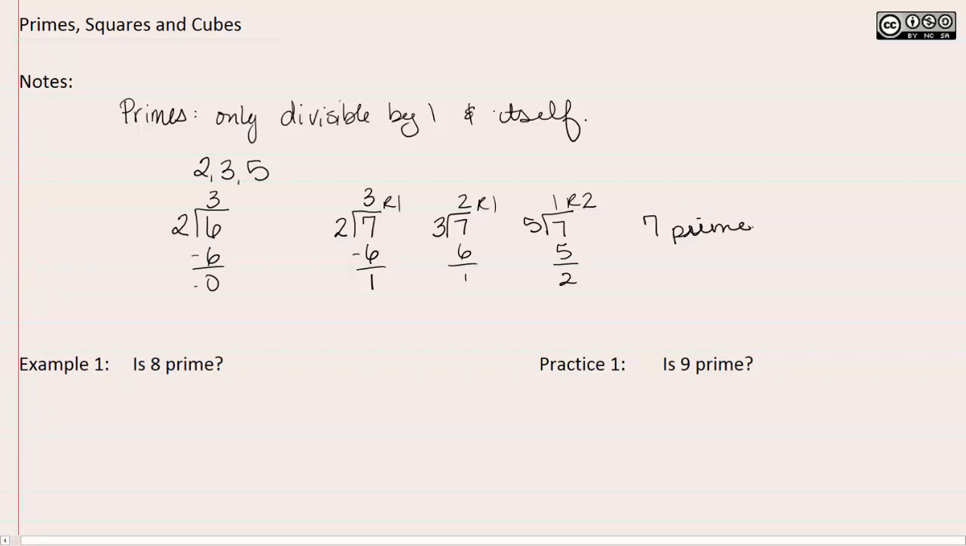So let's try the next example. Example 1 is 8. Is 8 a prime number? Well, let's see. Does 8 divide by any other primes? Let's start with 2. Does 8 divide by 2? 8 divided by 2 is 4. So it does divide by something other than 1 and itself, so 8 is not prime. So is 8 a prime? No. I would now like you to pause the video and try practice 1 on your own.